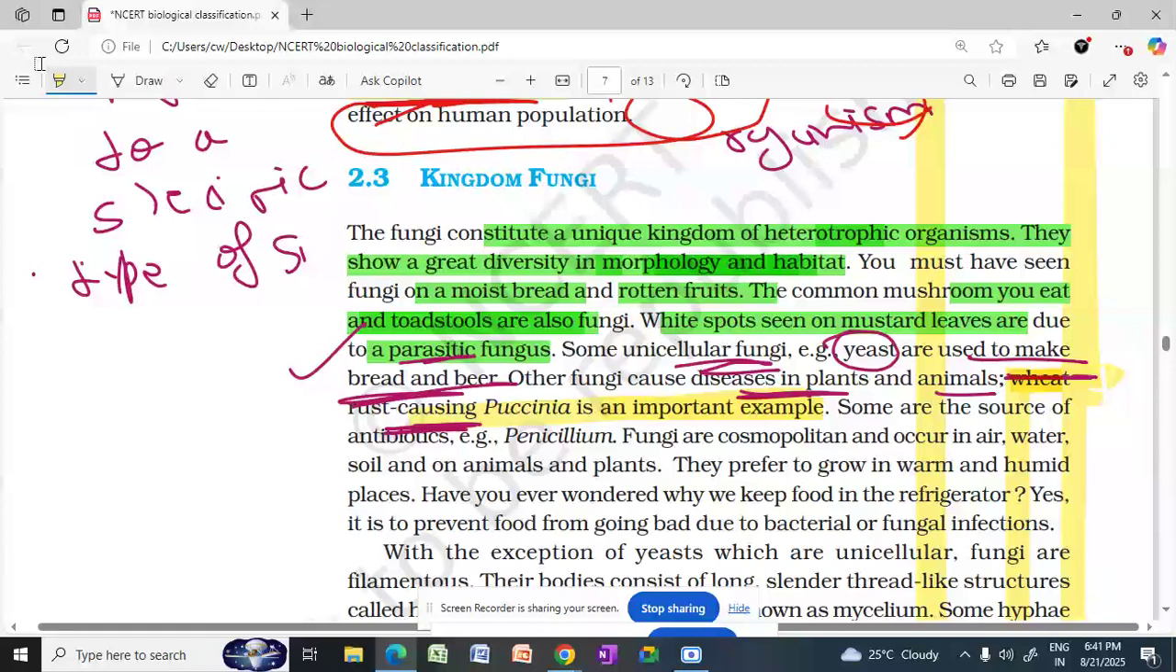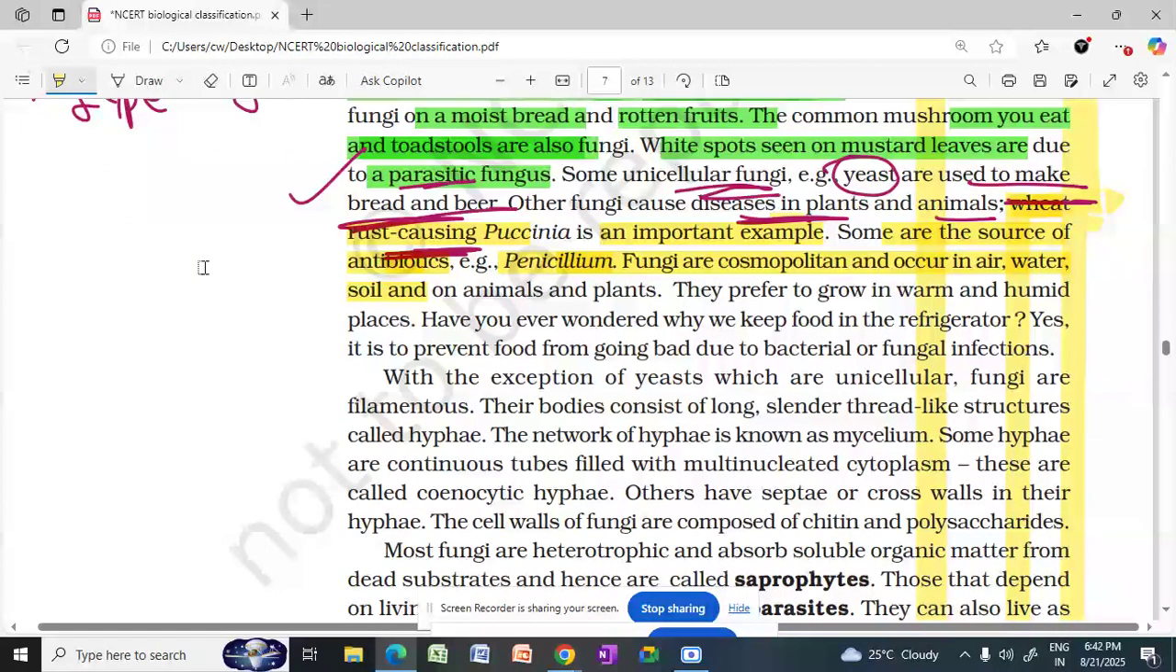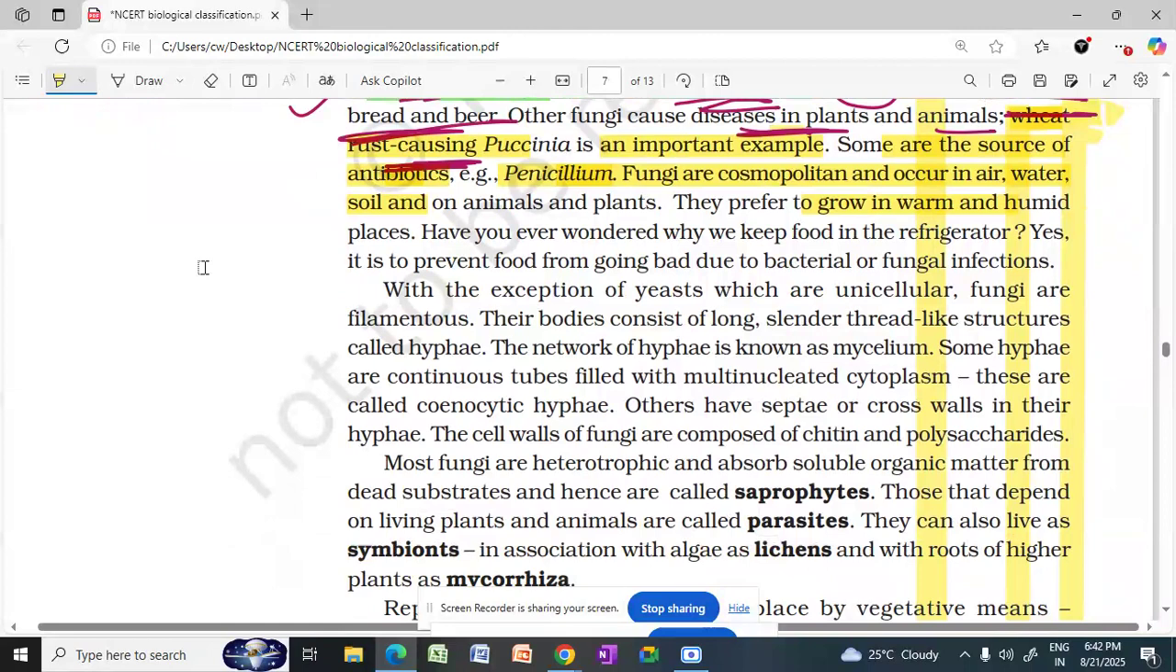Some are the source of antibiotics. Example, Penicillium. Penicillium is the source of an antibiotic. Fungi are cosmopolitan, which means they are found everywhere. They can occur in air, water, soil, or on animals and plants. We know already that they prefer to grow in warm and humid places. So why do we keep food in the refrigerator? Just to prevent the food from going bad due to bacterial infections.